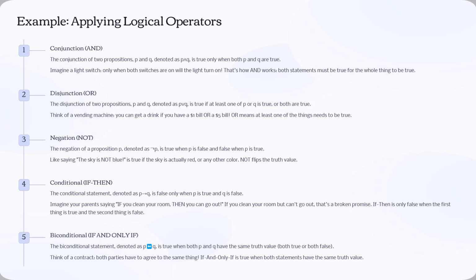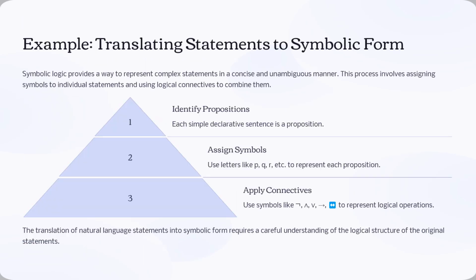Lastly, we have the biconditional statement, which is like saying if and only if. It's like making a contract, both parties have to agree to the same thing. For the whole thing to be true, both statements need to have the same truth value, both true or both false.